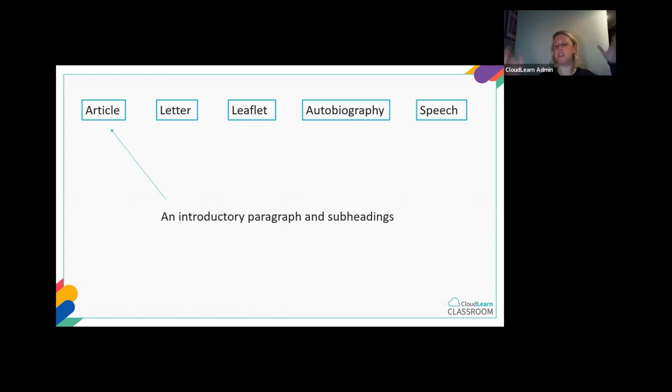Yeah, you would get an introductory paragraph to tell you what the article is going to be about, and you would get subheadings to break that article up. Interesting that you said leaflet, Nick, because leaflet is one of the ones that doesn't really have hard and fast rules. A leaflet looks very much like you want the leaflet to look. So yeah, very much this is one of those ones that could be for a few. Could also be an essay, couldn't it?